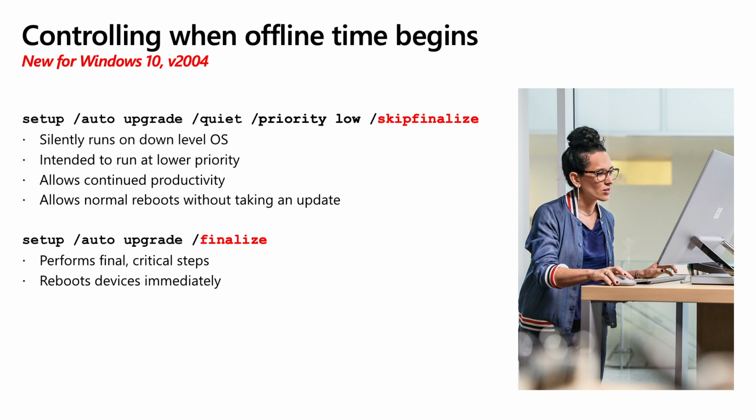First, call skip finalize so the feature update can run silently in the background without interrupting the user. This will also ensure that if the user restarts the PC, the restart will not force the update. Then you can call the finalize step so you can reboot and commit the update. This allows you to set a maintenance window just for this last phase instead of the 2 or more hours you may be using today.